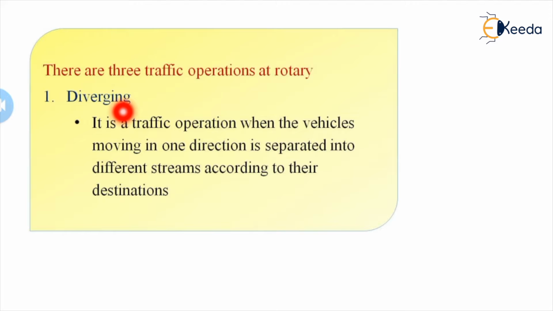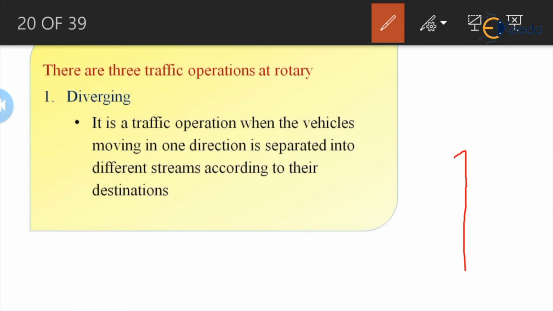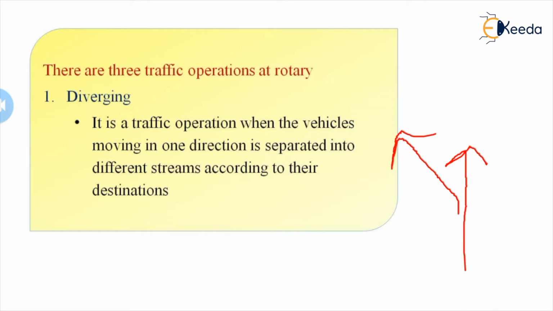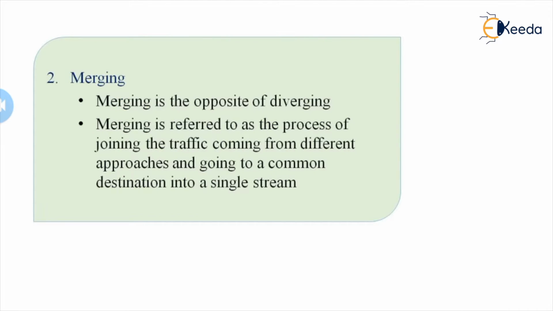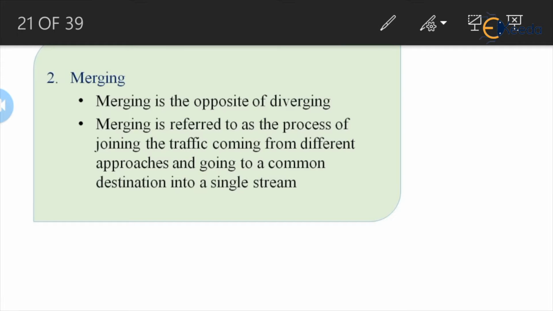There are three traffic operations at a rotary. First one is diverging. It is a traffic operation where the vehicles moving in one direction are separated into different streams according to their destinations. If both the vehicles are traveling in this direction and one vehicle goes to this direction, this is called diverging. That is, the vehicle gets diverted from its original direction. This is called diverging. And merging means the opposite of diverging.